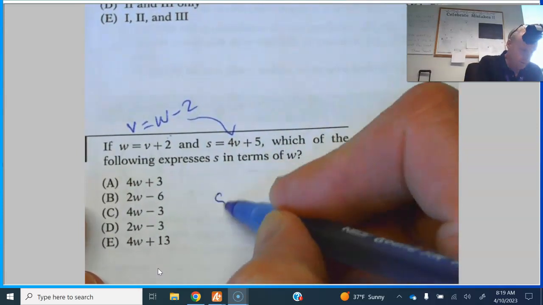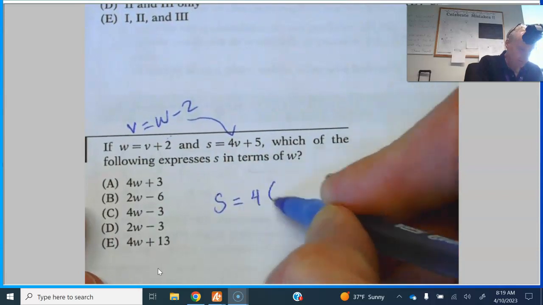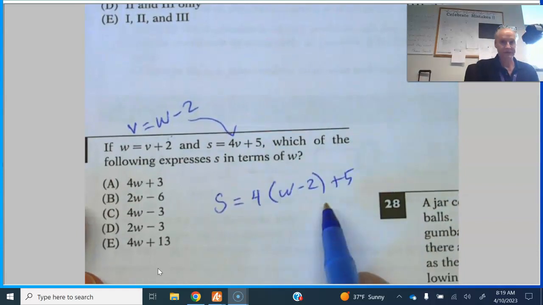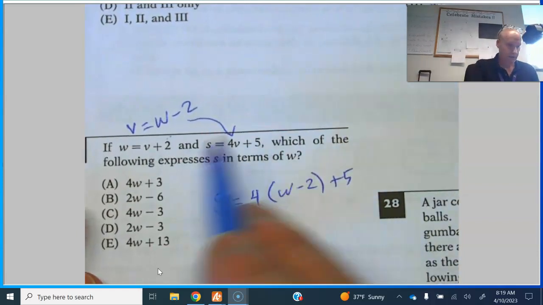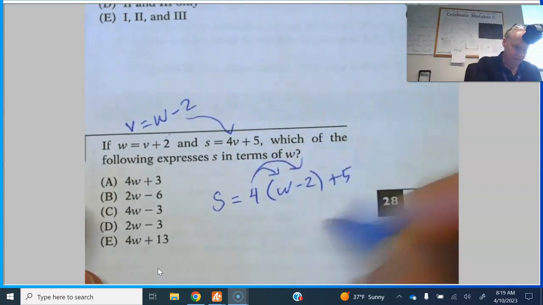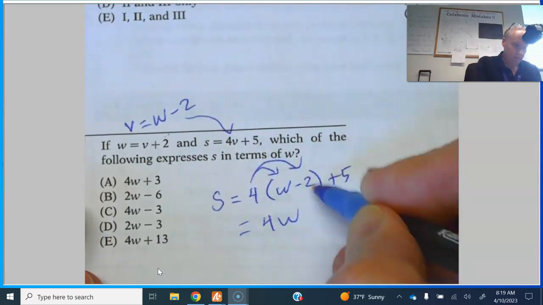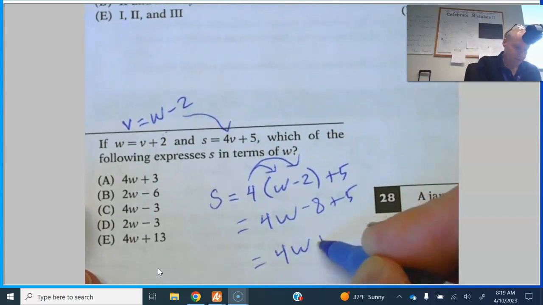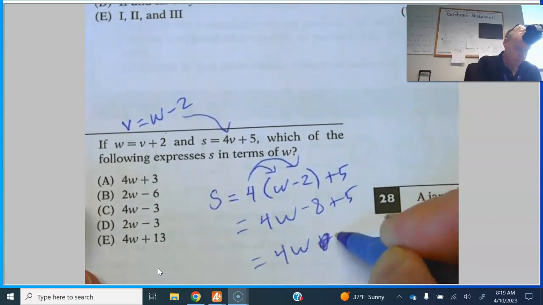So I have S equals 4 times W minus 2 plus 5. They're just testing to see if you know how to substitute and you know how to solve for a variable. You do have to distribute this, and you get 4W minus 8 plus 5 is 4W plus, minus 3.